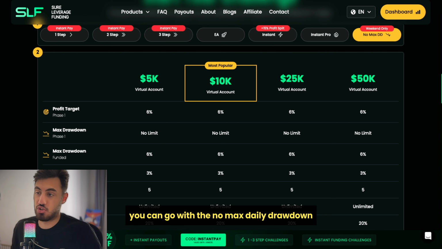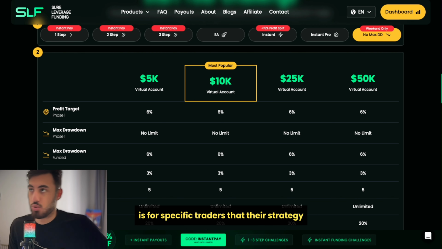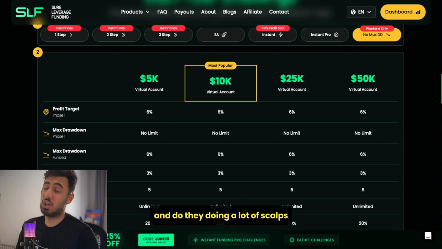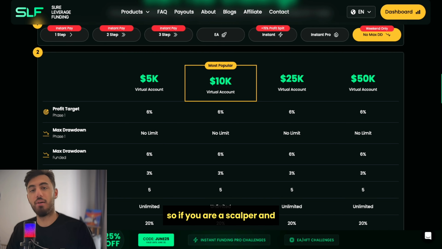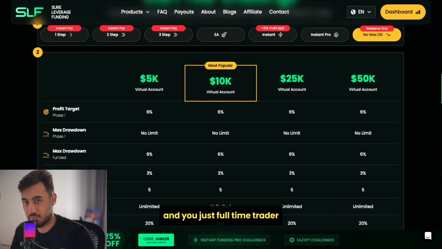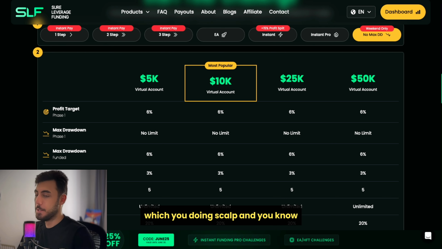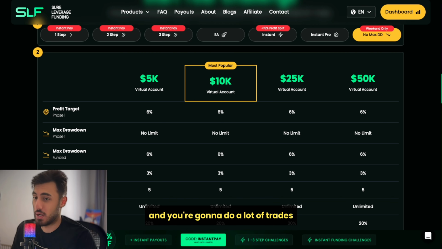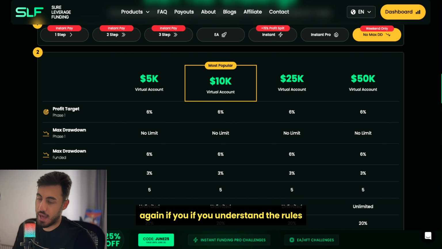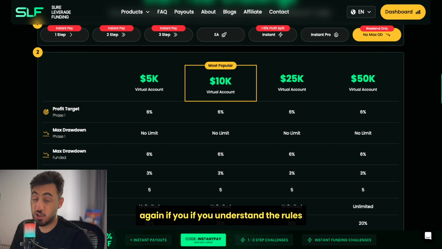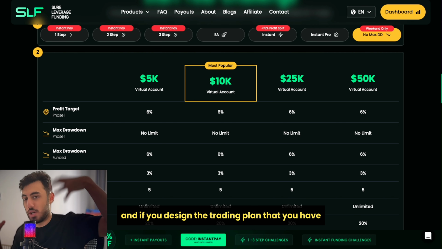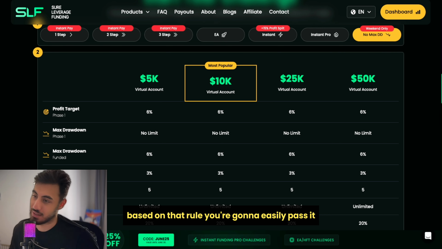You can go with the no max daily drawdown. No max daily drawdown is for specific traders whose strategy risks a lot and does a lot of scalps. So if you're a scalper and a full-time trader, and you know you're going to go into a lot of drawdown and do a lot of trades, just go with that one. Again, if you understand the rules and design a trading plan based on those rules, you're going to easily pass it.